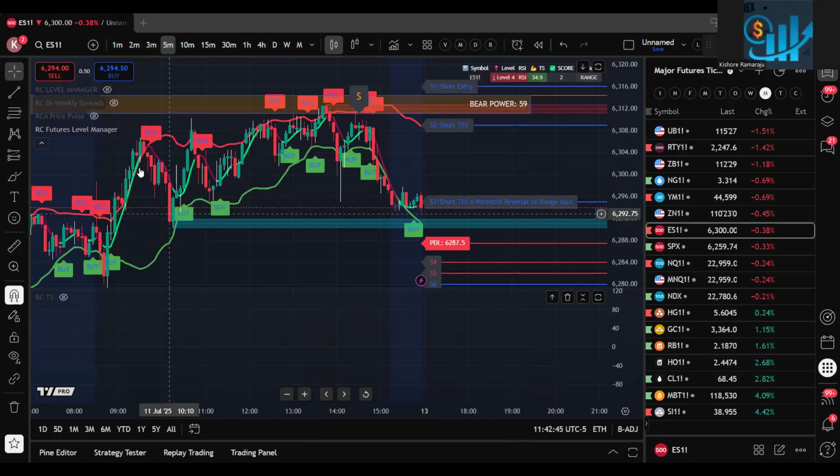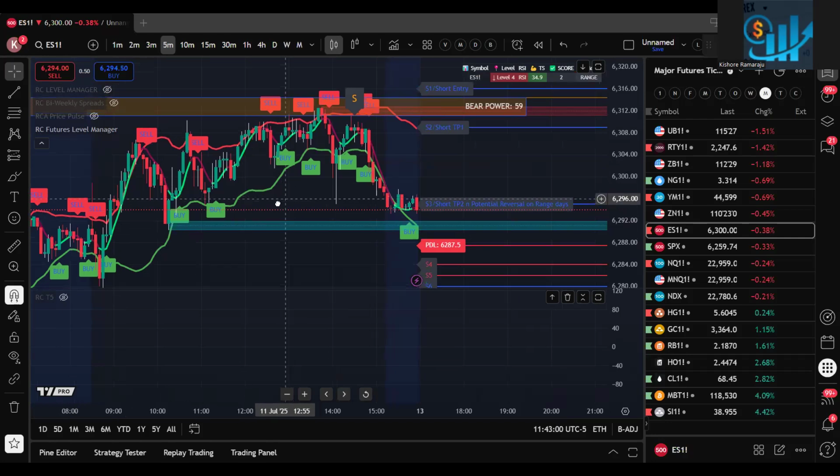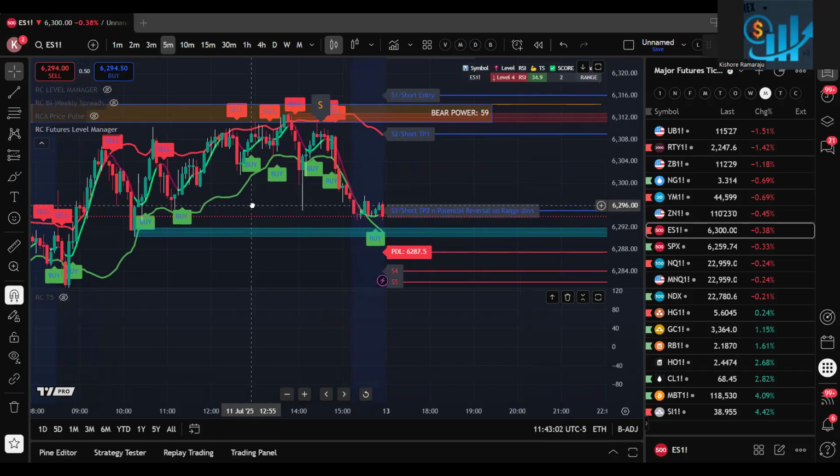So I'm explaining one by one indicator so you understand how to use them so that you can trade stocks, options, futures, currencies, whatever you want. So Price Pulse can be used for anything, T5 can be used for anything. Whereas this Futures Level Manager, mainly if you want to take advantage of prop firms, you want to do prop firm trading, then this Futures Level Manager indicator is very, very useful.